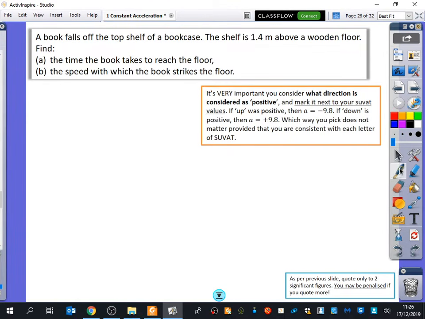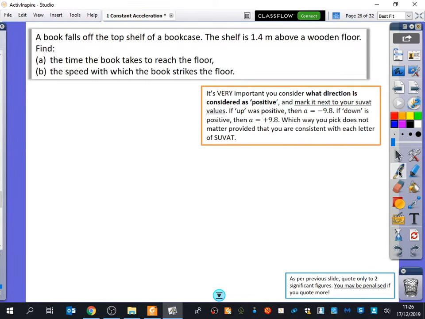So, we have here, a book falls off the top shelf of a bookcase. The shelf is 1.4 meters above a wooden floor. Find the time the book takes to reach the floor and the speed with which the book strikes the floor. And I have written here, it is very important you consider what direction is considered as positive and mark it next to your suvat values.